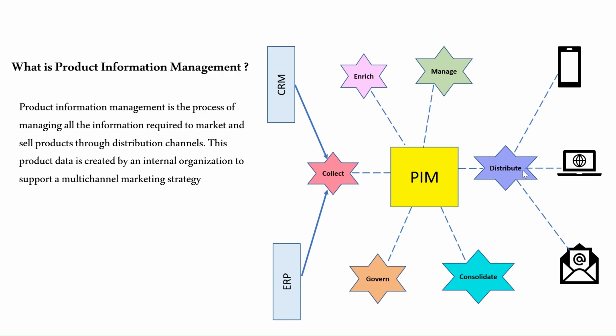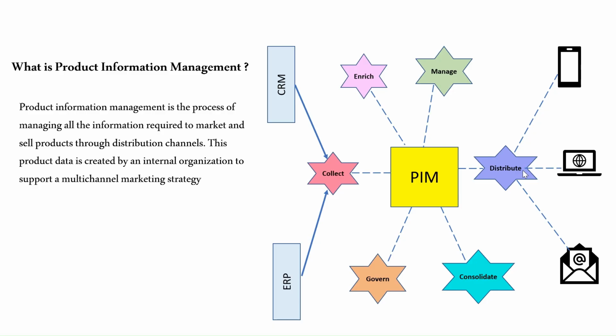Outbound can be any other tool or any other software which wants to use this information, or it can be any website, or any mobile app, or any other user or consumer who is using this information. So then it distributes the data. So this is the role of PIM.